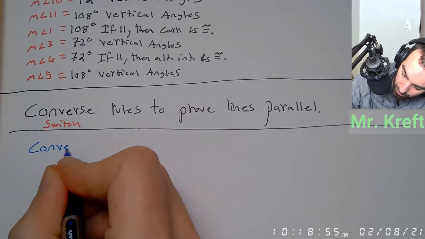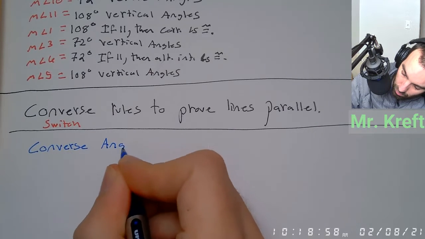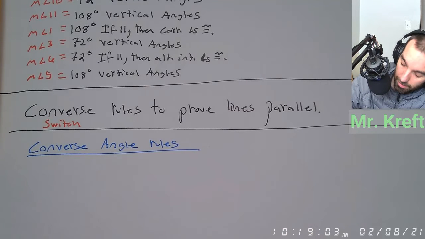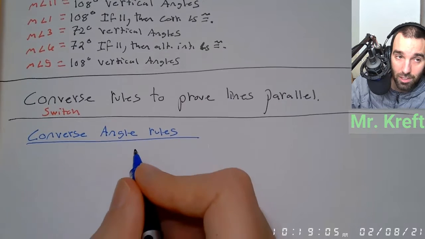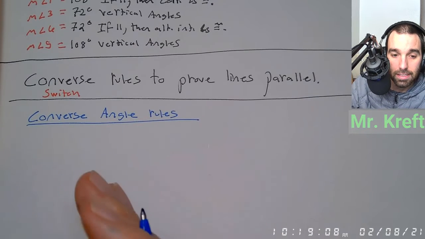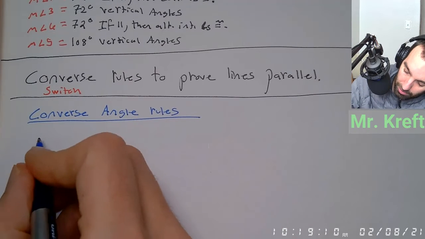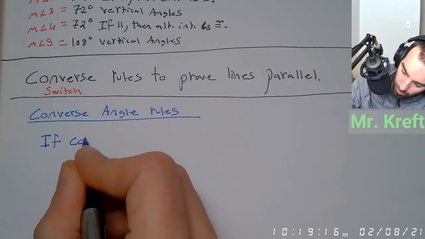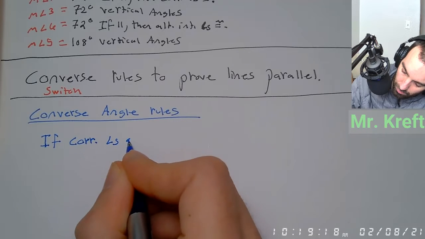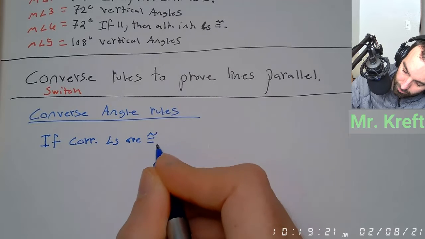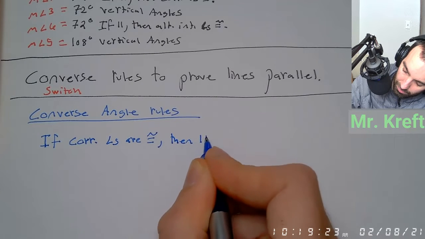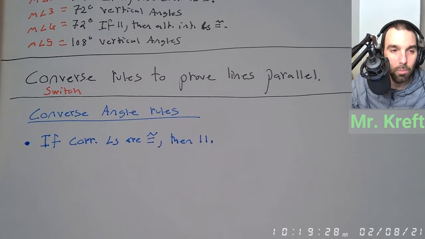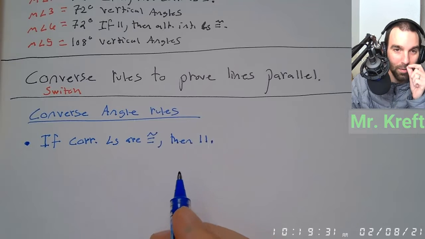So I'm just going to write this again. So these are our converse angle rules. Okay, and what they are is they're gonna take everything we learned last class and switch the beginning and end. Okay, so I'm gonna have if corresponding angles are congruent, then parallel lines. Okay, so there's one. So if corresponding angles are congruent, then parallel.